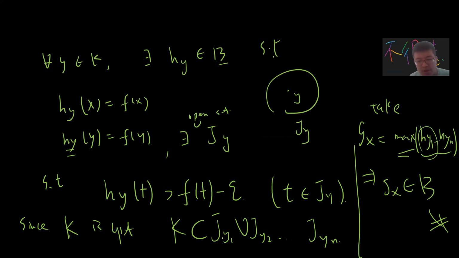Okay, then since this is compact, right? So you can take a finite cover. So you just pick, I think, the minimum of this epsilon, right?